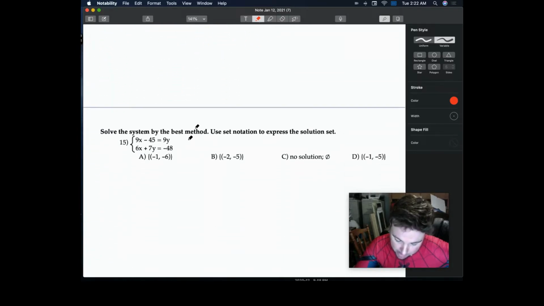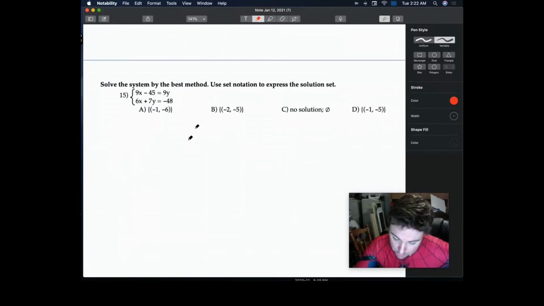Okay. And now to the very last one, which is number 15. So how do we approach number 15? Well, let's see here. How do we approach this?